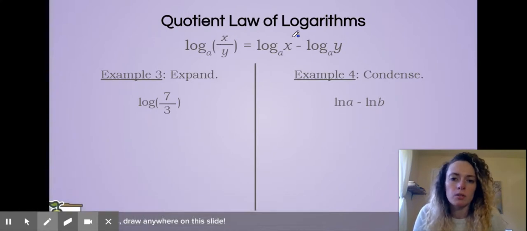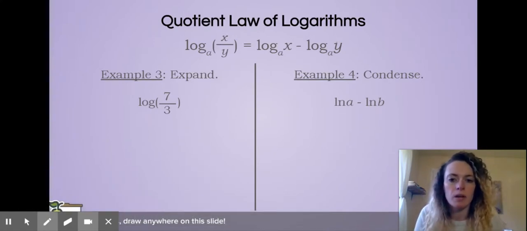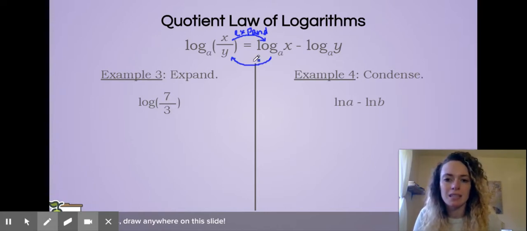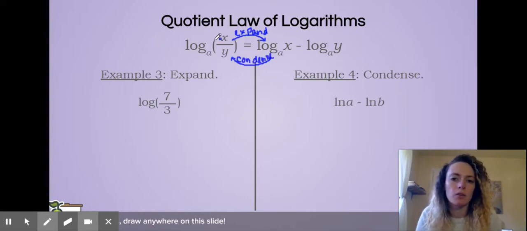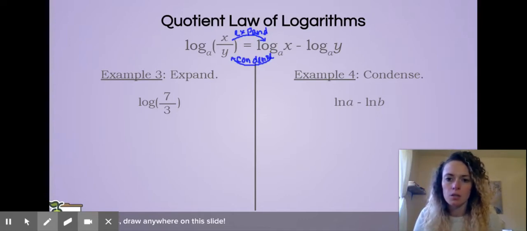Your quotient law of logarithms, very similar to your division property or your quotient property of exponents. When you divide two pieces inside of a log, when you expand it out, you subtract the two pieces. Alternatively, when you're given two logs that both have the same base and they're being subtracted, when you want to condense those two logs together, you will divide the two pieces you are taking the log of. So again, let's practice one of each.